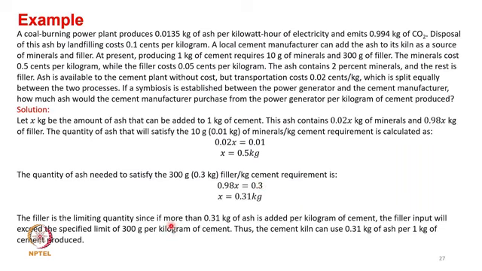The filler is the limiting quantity, since if more than 0.31 kilogram of ash is added per kilogram of the cement, the filler input will exceed the specified threshold of 300 gram per kilogram of the cement. So the cement can use 0.31 kilogram of ash per 1 kilogram of the cement produced.